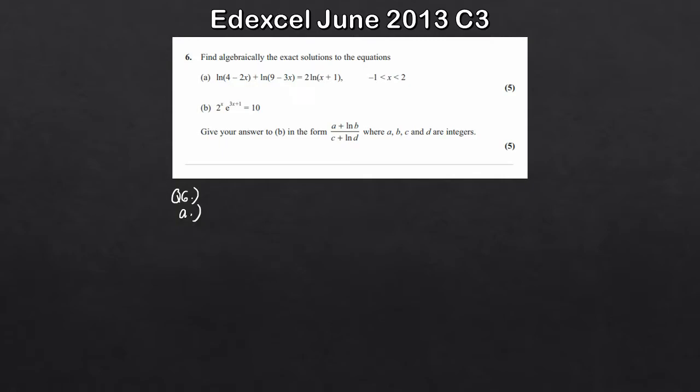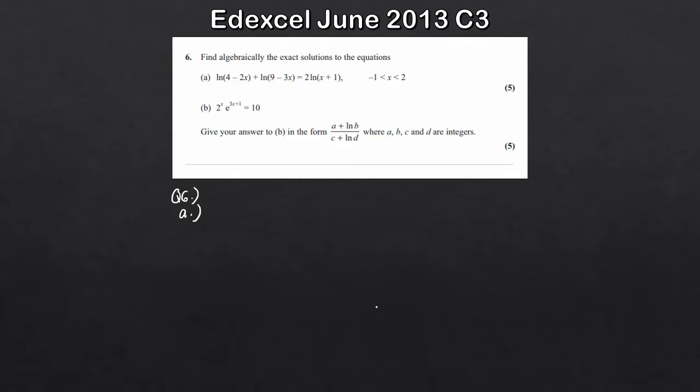So this first one just involves the natural logarithm. So we've got the natural logarithm of 4 minus 2x plus the natural logarithm of 9 minus 3x is equal to 2 lots of the natural logarithm of x plus 1. So this question is just testing your ability to spot the laws of logarithms, essentially, and work with them.